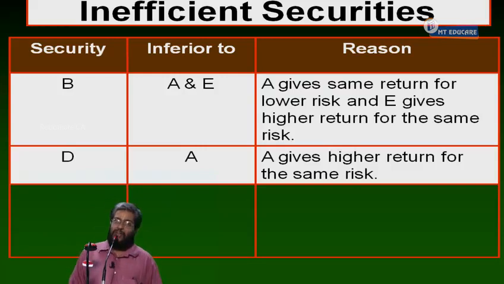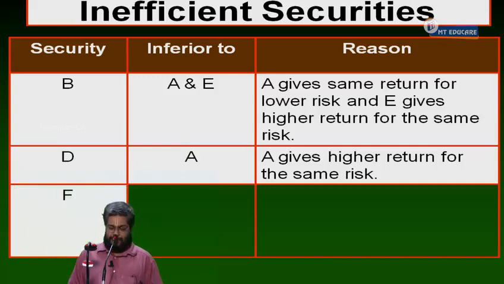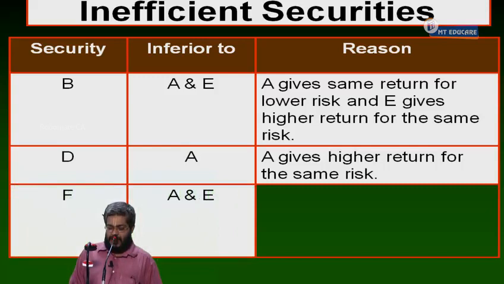Everybody comfortable? Now, next security is what? F. Next inefficient security is F. F is inferior to A and E. Even I can also include B also, already inferior left out, we can see two efficient ones it is inferior to, what? A and E. Okay, that is enough.